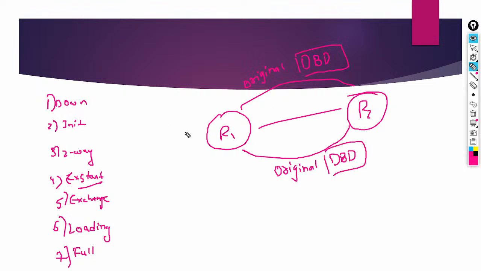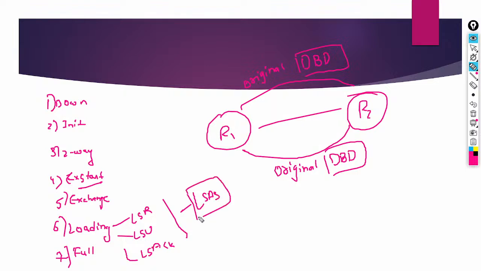In the Exchange state, once this has happened, they will check their respective routing tables, and after that, in the Loading state, LSR, LSU, and LSAck will be exchanged if the routing table is missing some information. But if it is the same, they will simply exchange their LSAs. This is also known as LSAs, link state advertisements.